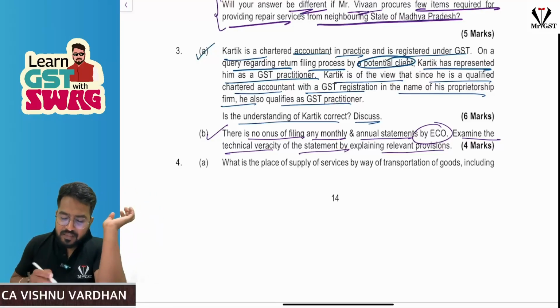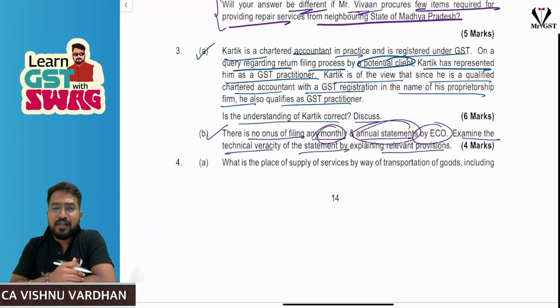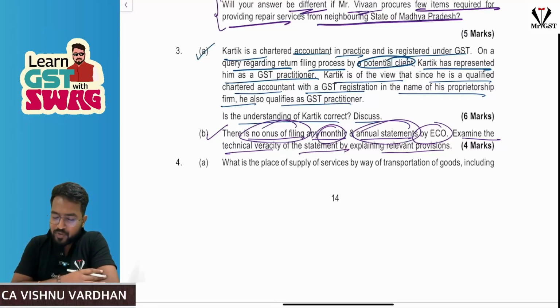So monthly, by the next month's 10th, and annually, by the next 31st December as the deadline, you have to file an annual statement. Those provisions are applicable for you. So here, saying that no onus of filing a monthly or annual statement by an e-commerce operator is not correct as per the legal provisions of section 52. Okay, so that is the concept. So this statement is invalid. That is question number 3.